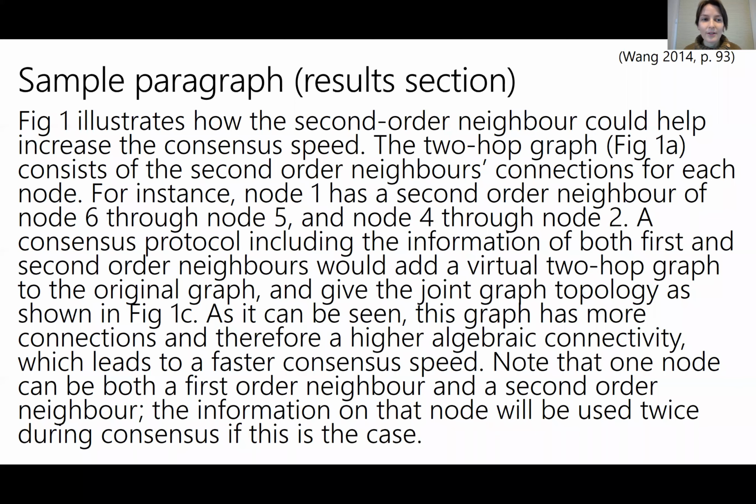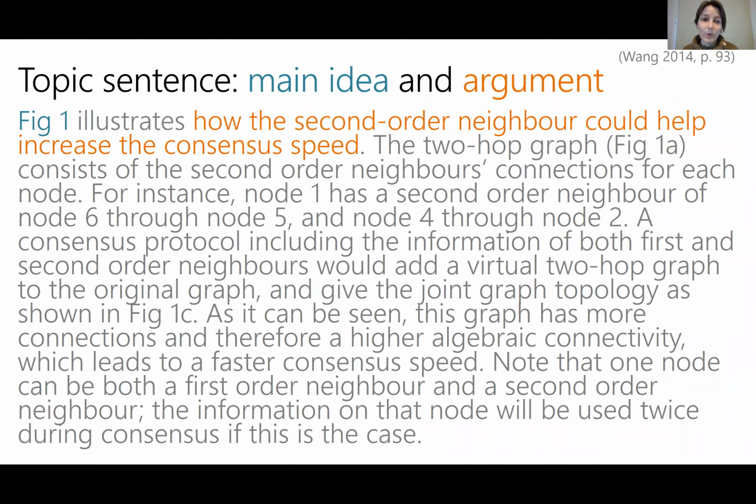So let's take a look at a sample paragraph. Now, this is one from a results section of a report. So first of all, we have the topic sentence, which is the main idea and the argument. Now, by main idea, I mean, what is this particular paragraph talking about compared to the other paragraphs in the paper? So this particular paragraph is focusing on figure 1, so analysing figure 1. So that's just what their topic is for the paragraph.